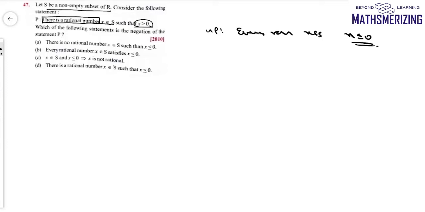Now question number 47 is, let S be a non-empty subset of R, and there is a statement P which is, there is a rational number X belongs to S such that X is greater than 0, and we need to find the negation of statement P. We know that the negation of there exists is for all or every. So its negation should be every rational number X belongs to S. Now here the condition is X is greater than 0, so the negation should be X less than or equal to 0. So the negation of this statement should be every rational number X belongs to S is such that X is less than or equal to 0, and that's your option number B.